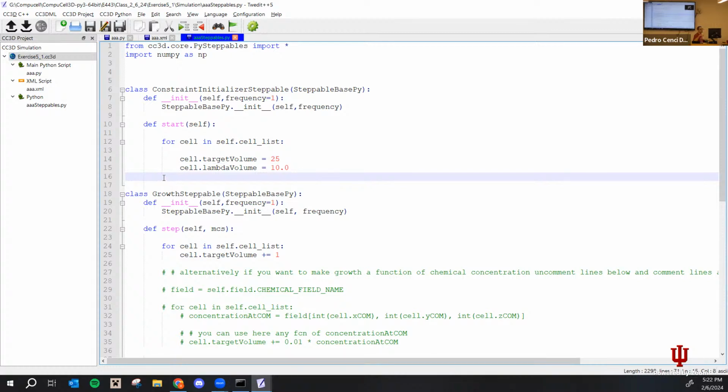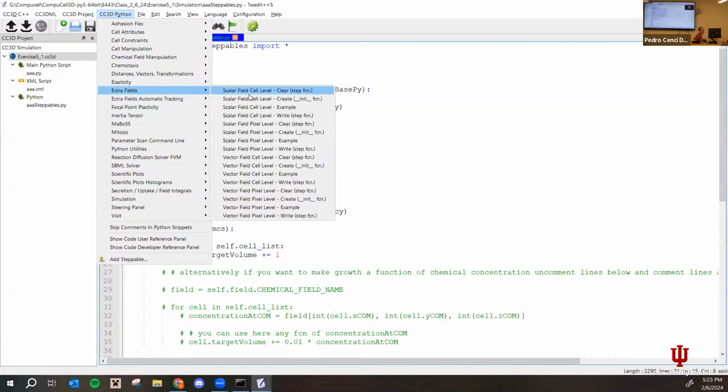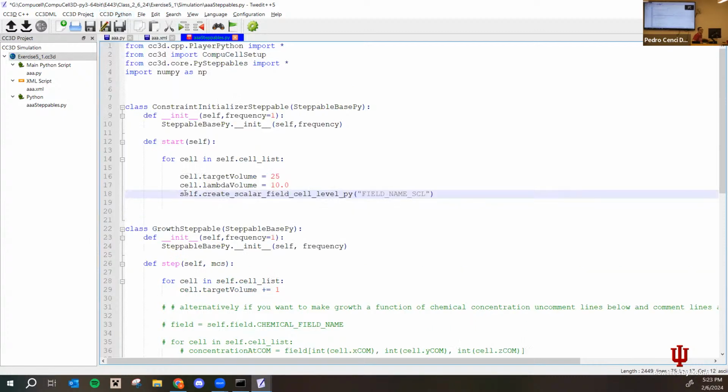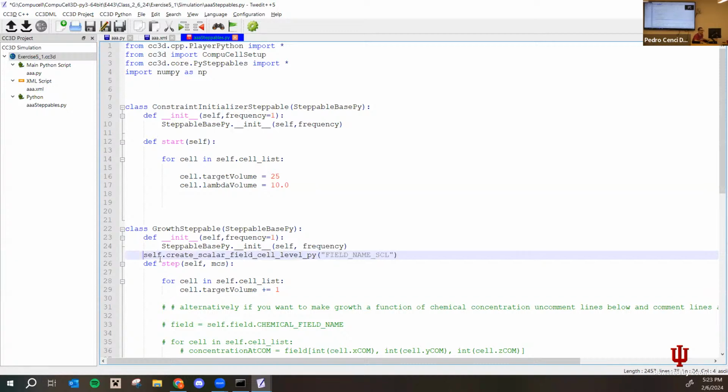And here you will import the code snippet for tracking fields. So CC3D and extra fields, and then scalar field cell level in start, init, create, init. Yeah, perfect. So this should be in the init function. So forget what I said. This goes in the init function, and take the opportunity to bring that to the growth steppables below in line 25, because we already have a step function there. So we don't need to add a step function in constraint initialize. Yeah. Growth step.